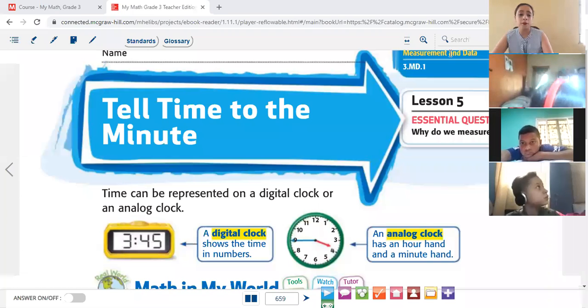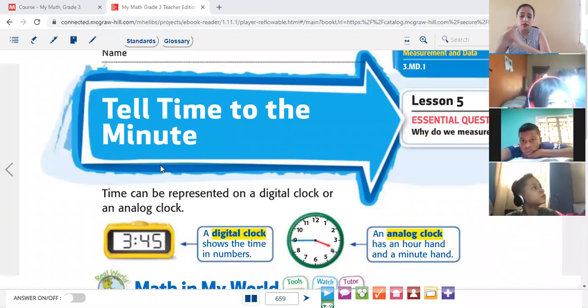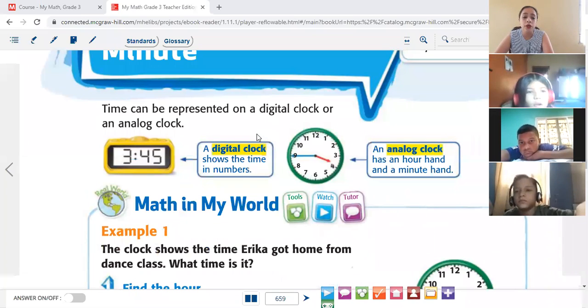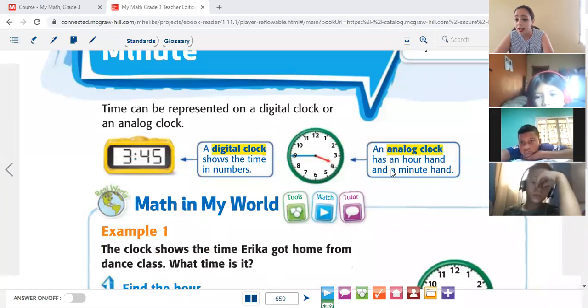Okay, so open up your math books on page 659. Tell time to the minute, okay? So this is almost like a review from second grade, okay? So in second grade, we learned two types of clocks. We learned the digital clock and we learned the analog clock.